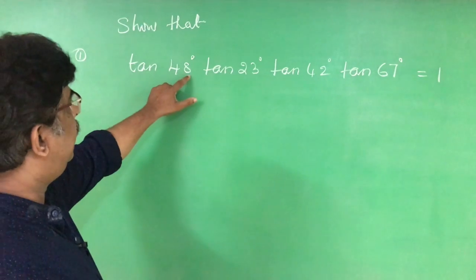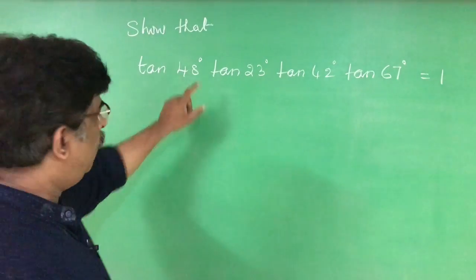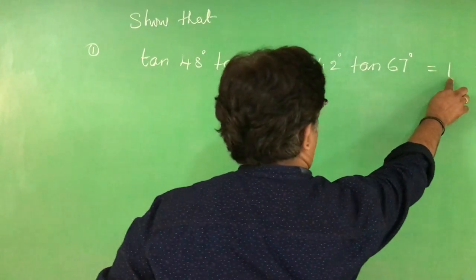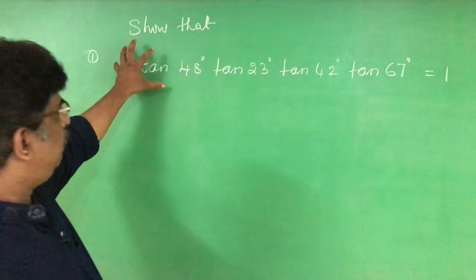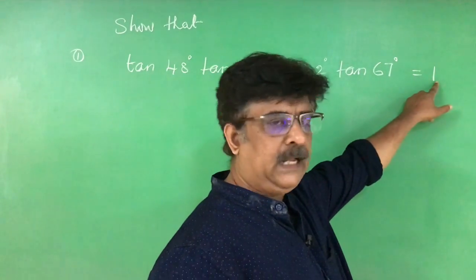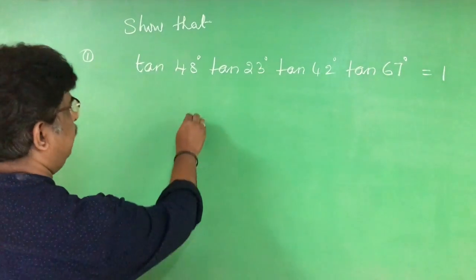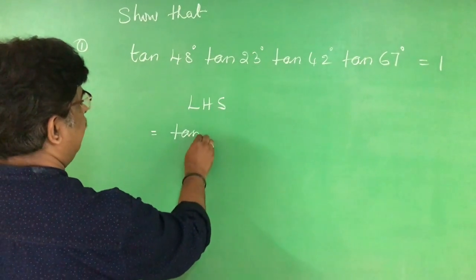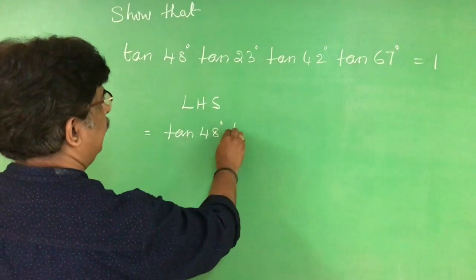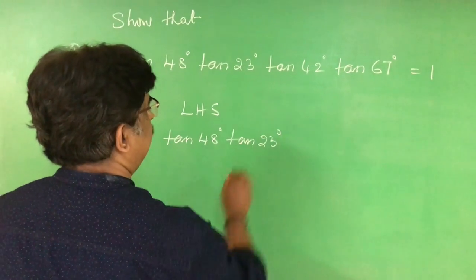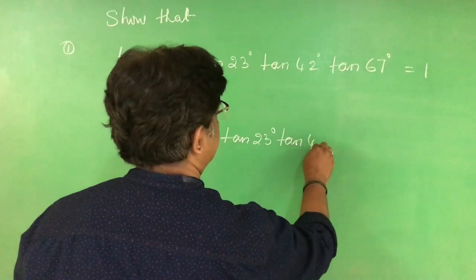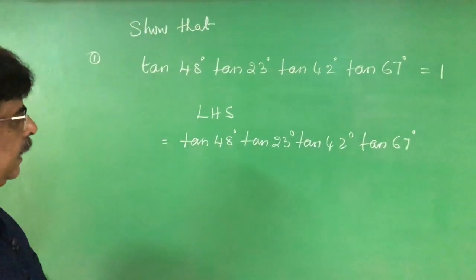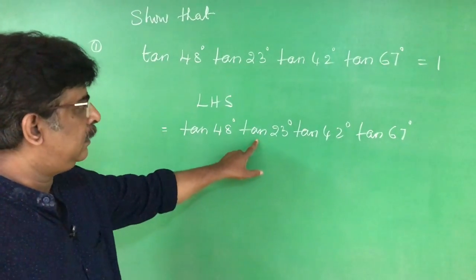Now, this is the left hand side and this is the right hand side. I want to simplify the left hand side to get the value of the right hand side. Therefore I write the left hand side: tan 48 degrees, tan 23 degrees, tan 42 degrees, tan 67 degrees. Now I change these two to cot, and this I keep as it is.